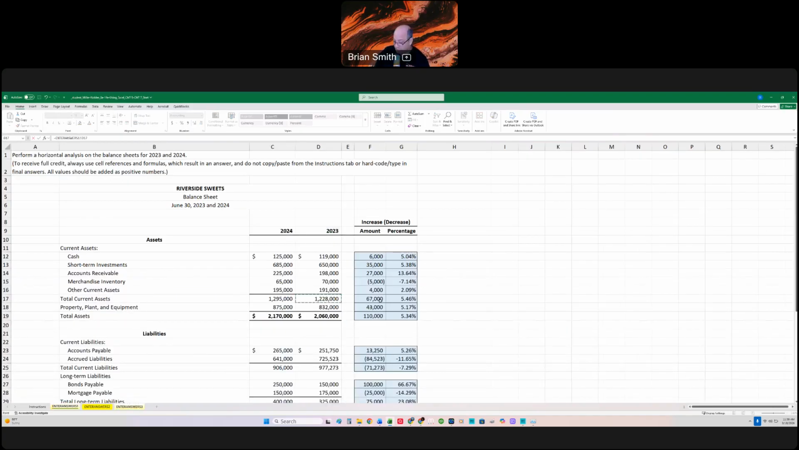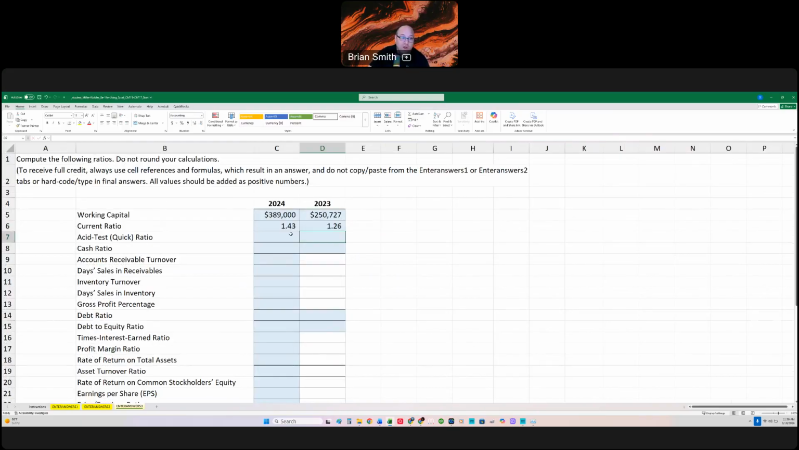Current assets in 2023 divided by current liabilities in 2023. Okay, so our current ratio improved. That's pretty good. Now we're going to do the acid test or quick ratio, which is going to take our cash and cash equivalents plus our short-term investments plus our net current receivables and divide that by our current liabilities. So it's going to tell us a little bit more about this.